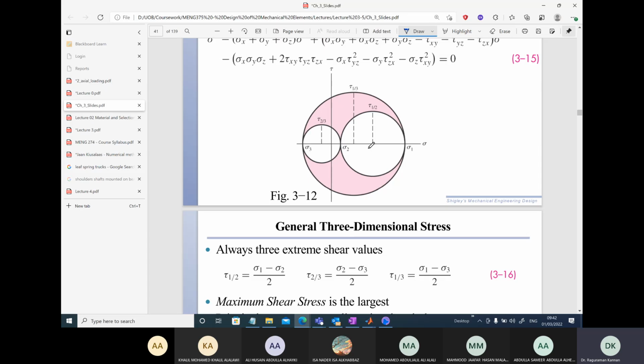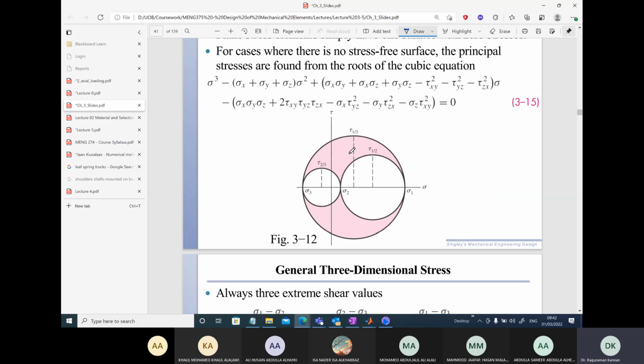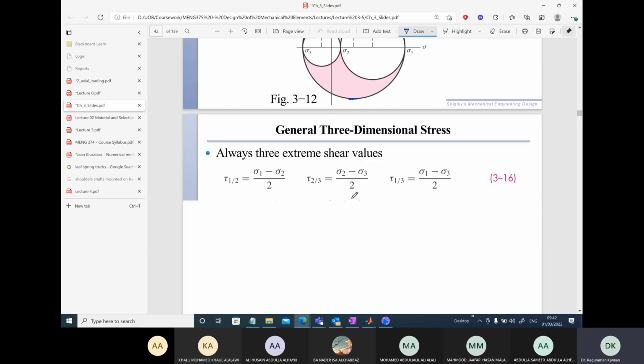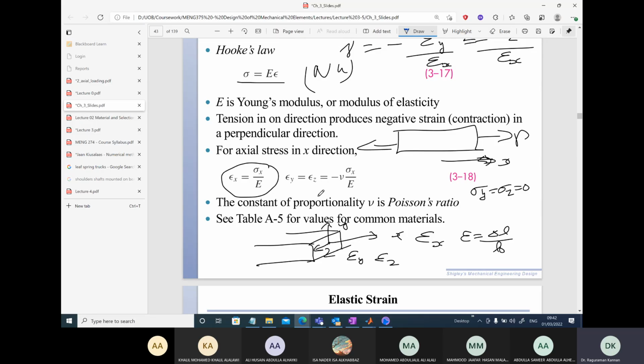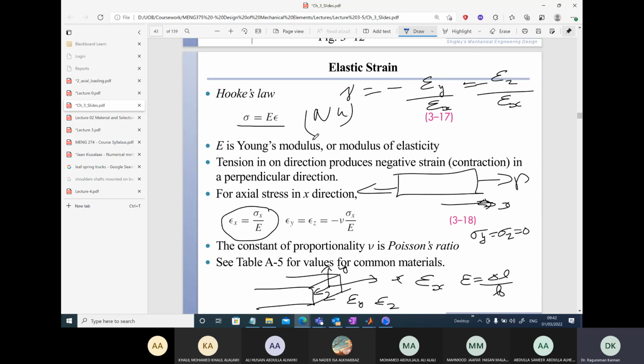The only way to solve a complete 3D problem is through MATLAB. Using the eig function, you can solve it. Once you have sigma 1, 2, and 3, you will draw these three Mohr circles, and then you can figure out the absolute maximum shear stress from the maximum circle, the largest circle. Okay, so this is the method to solve. Besides this, what else do we need to know? In 3D, you need to know how to get the 3D Hooke's law.